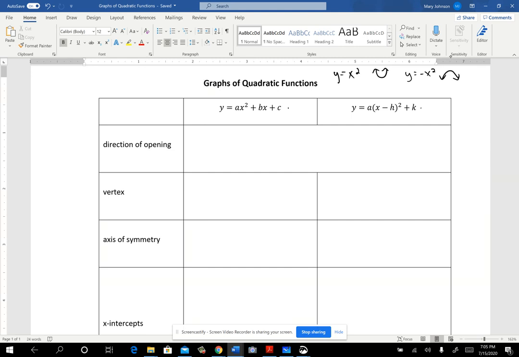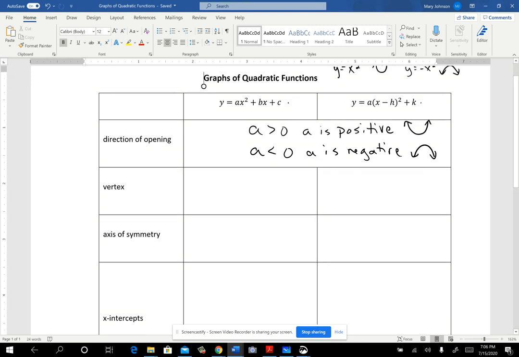So on both of them, the A is the direction of opening. If A is bigger than 0, that means A is positive, then your parabola is going to open up. And if A is less than 0, that means A is negative, then it's going to open down. So you know that at a glance, just based on the sign of what's in front of the squared term. And if it were equal to 0, you wouldn't have a parabola, you'd have a linear function.